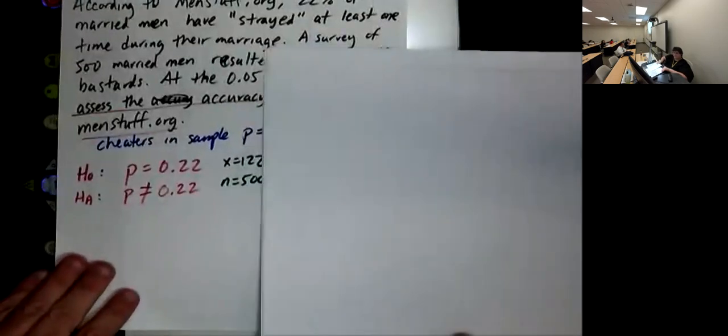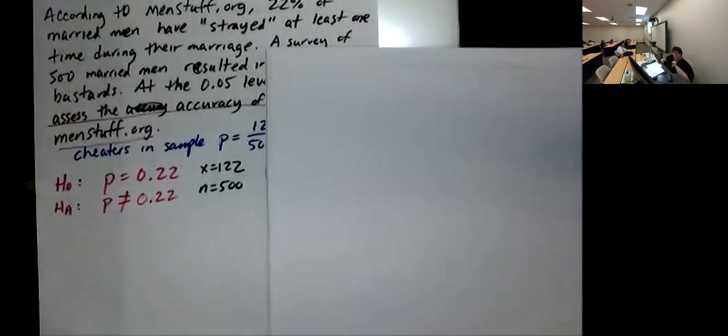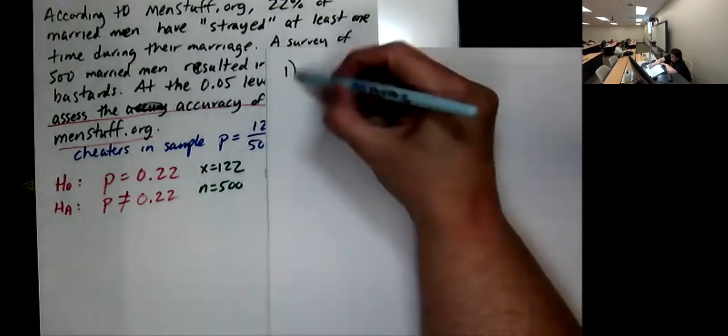Let's do our test. What just keeps beeping? Turned it this way. That's why I don't like it this way. Another reason I don't like it this way is it keeps hitting some button over here. It's irritating.